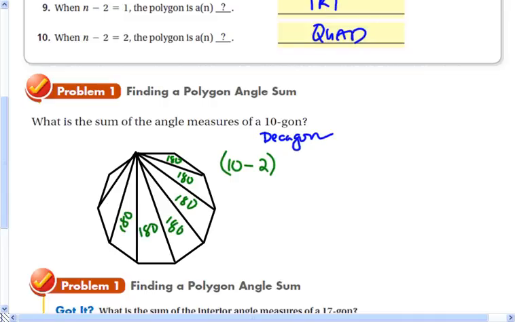So if I just take 10 minus 2, which is 8, times 180, I get the total number of degrees in a decagon. So 8 times 180 is equal to 1,440. So the total number of degrees of a decagon is 1,440.